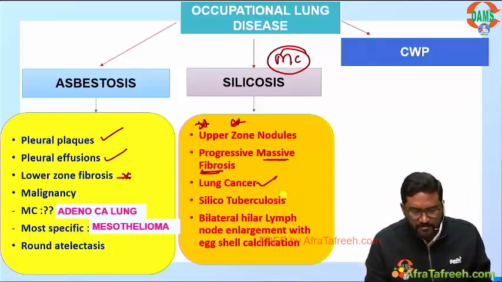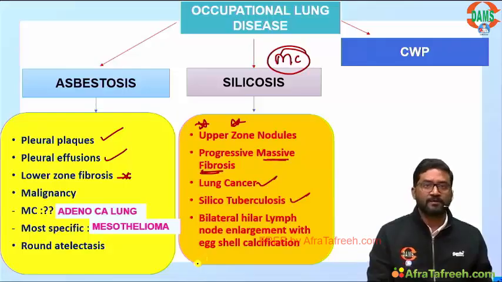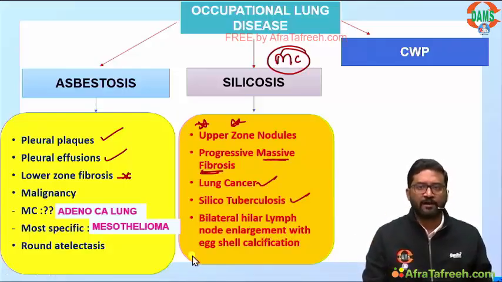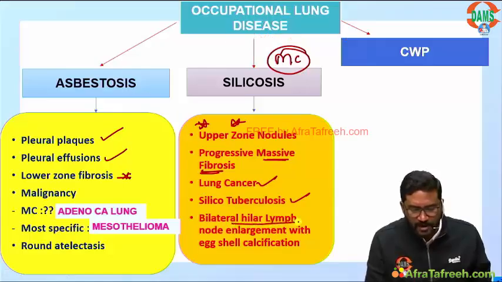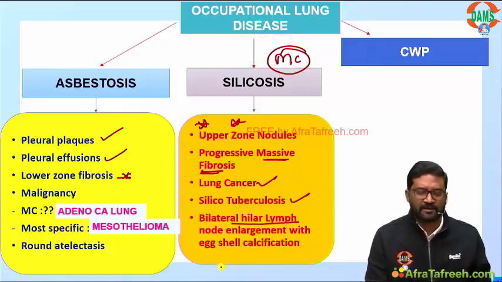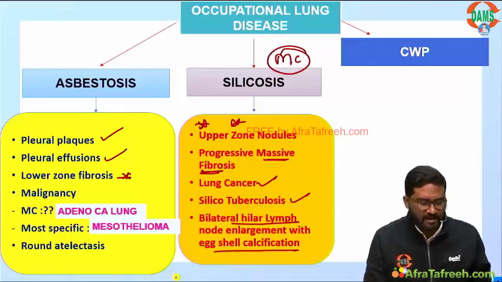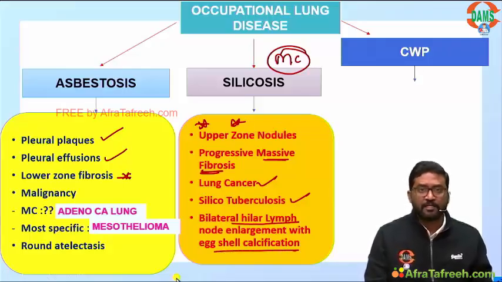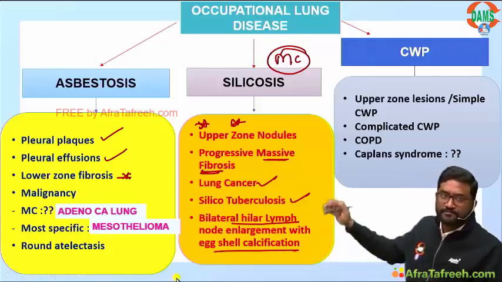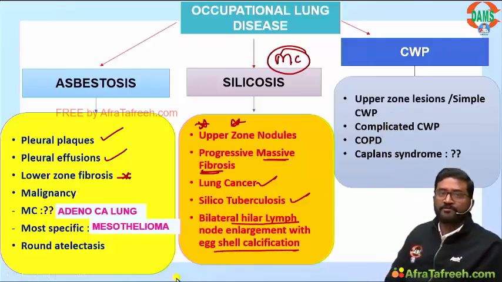In silicosis, the infection is generally tuberculosis. Silica particles can damage alveolar macrophages, the first line of defense against TB. Then you can notice an important finding, bilateral hilar lymph node enlargement with eggshell calcification.